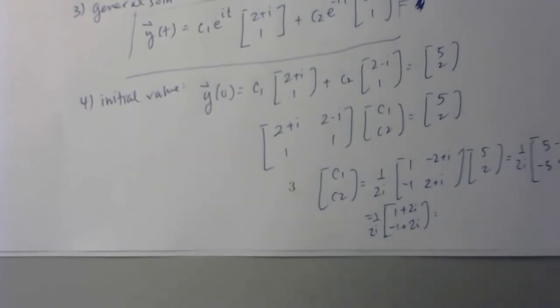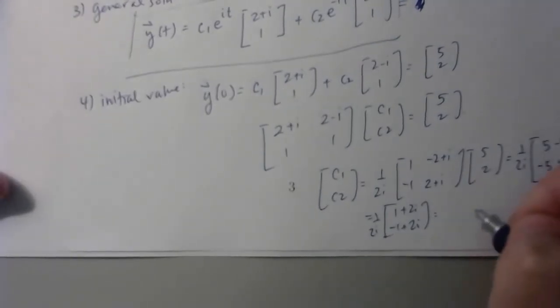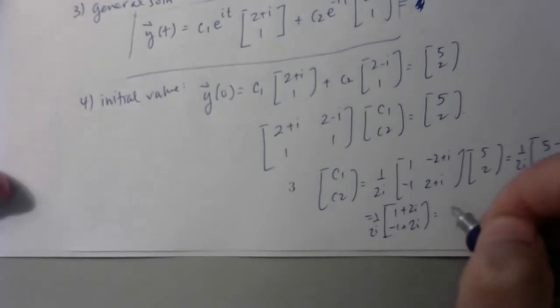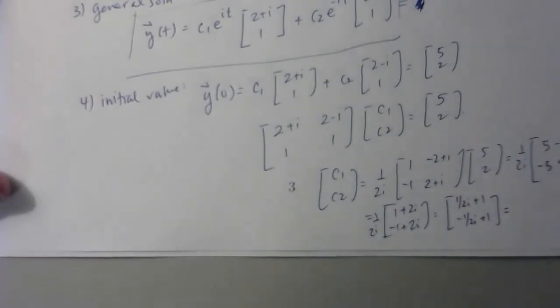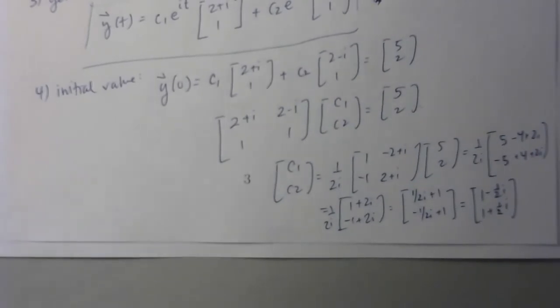Hi, we're back. I got myself a little bit confused because I was thinking these should turn out to be real. Of course, the coefficients don't have to be real, right? Just the solution. So we're all fine. So if we finally finish this calculation for C1 and C2, this looks like 1 over 2I plus 1 and minus 1 over 2I plus 1. Remember, 1 over I is negative I. So I can finally write this as 1 minus a half I and 1 plus 1/2 I. Now that I is no longer in the denominator.